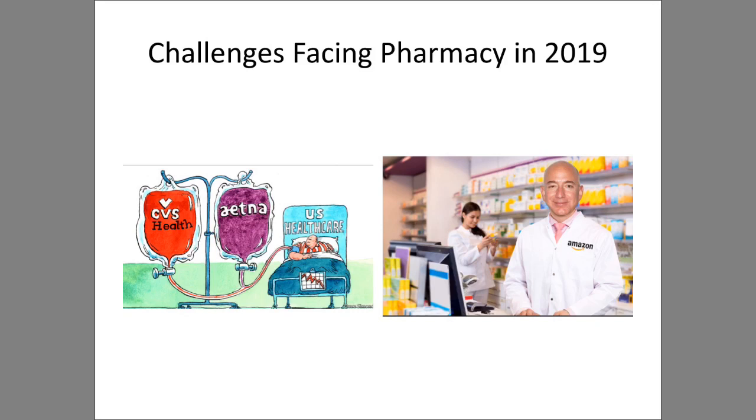Lots of things are happening. Just for example, we have pharmacy benefit managers like CVS wanting to buy a health plan, or we have a health plan like Cigna wanting to buy Express Scripts. Jeff Bezos and Amazon bought PillPack last year and are looking to get into the adherence pharmacy business.